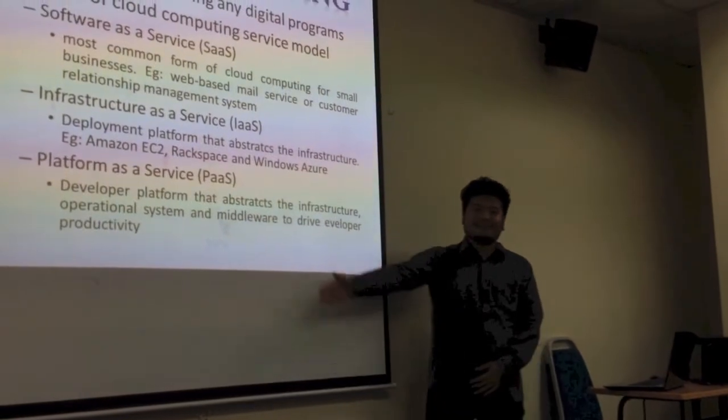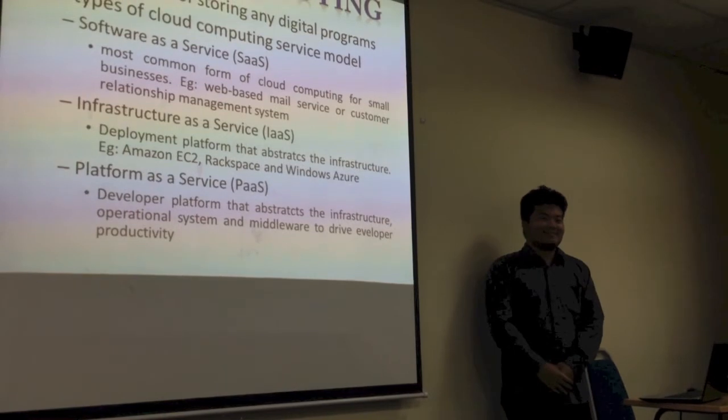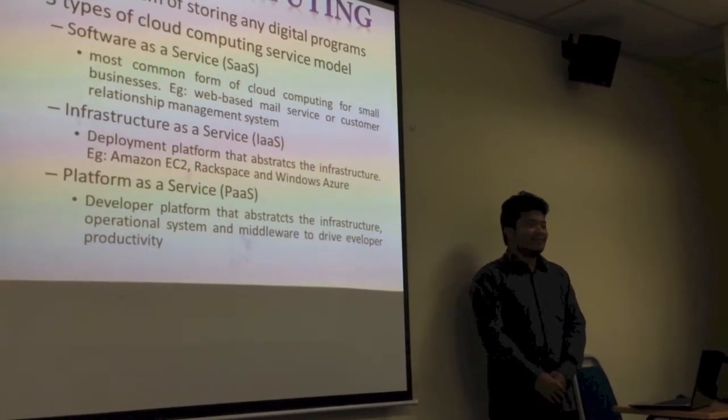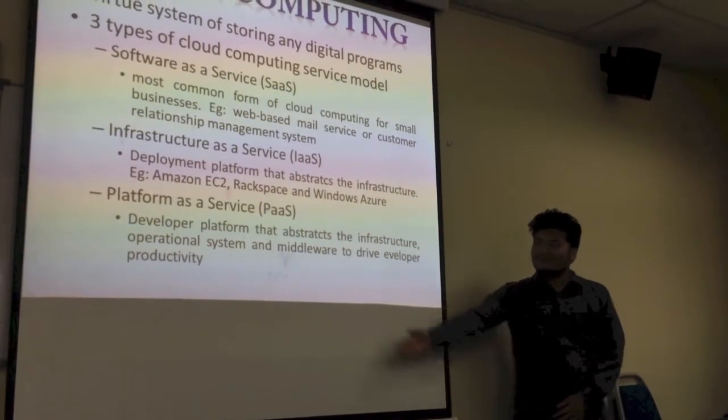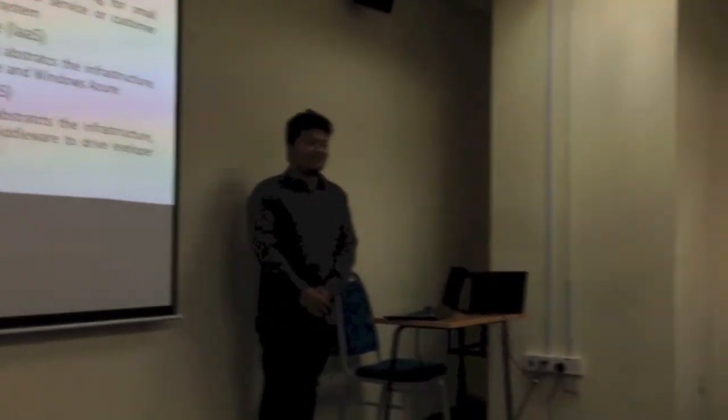IaaS is a deployment platform that abstracts the infrastructure, and examples of IaaS service itself are Amazon EC2, Rackspace, and Windows Azure. I believe you can find this online to purchase this program. It has access through a private network or internet, and the host maintains the physical hardware, processing, memory, data, and connectivity.